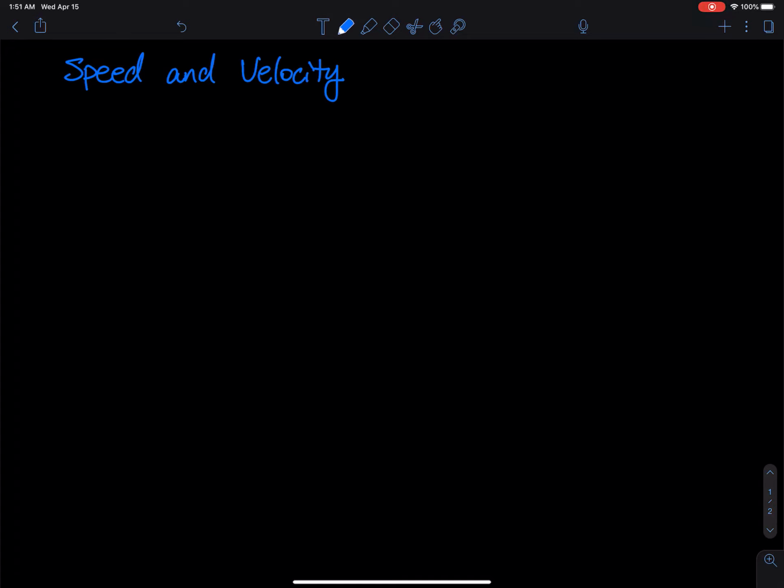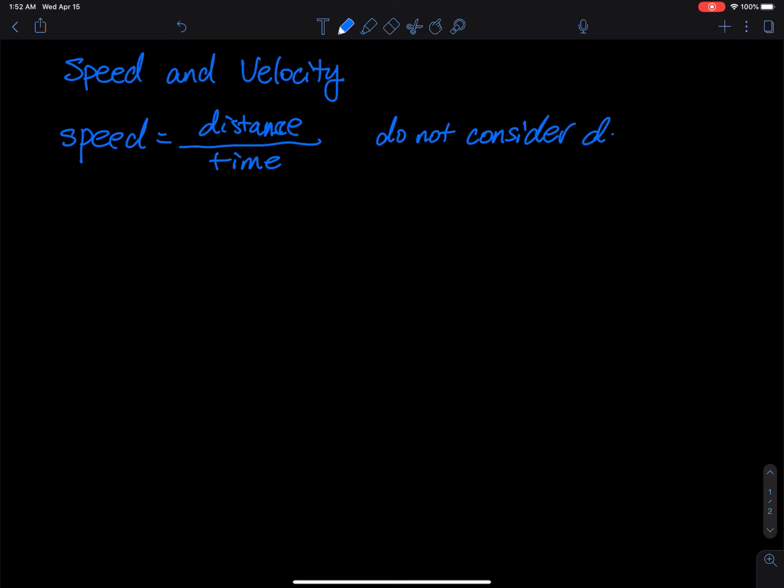There are two important vocabularies in differential calculus. They are the speed and velocity. So first of all, what is a speed? Speed is equal to distance divided by time. So speed is distance divided by time, and in speed, we do not consider direction.